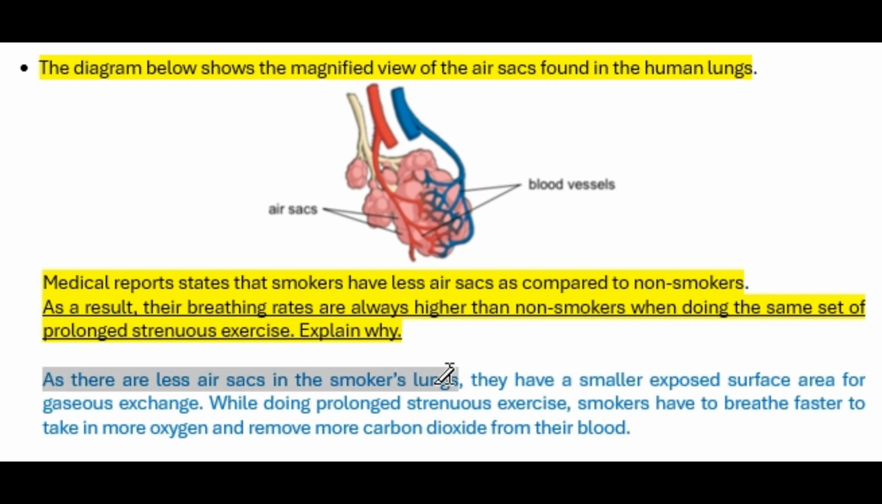As there are fewer air sacs in the smoker's lungs, they have a smaller exposed surface area for gaseous exchange. While doing prolonged strenuous exercise, smokers have to breathe faster to take in more oxygen and remove more carbon dioxide from their blood.